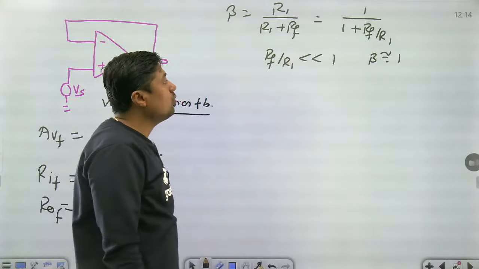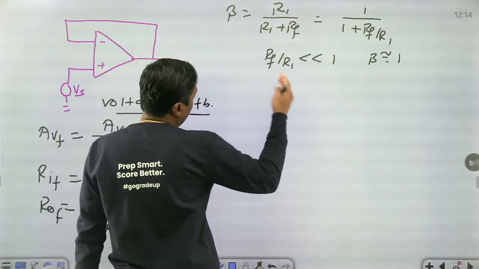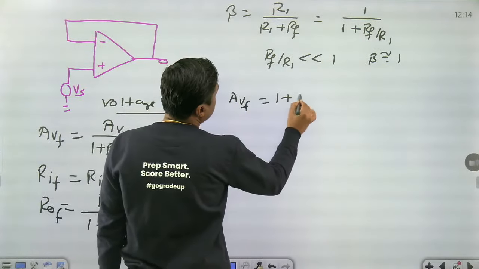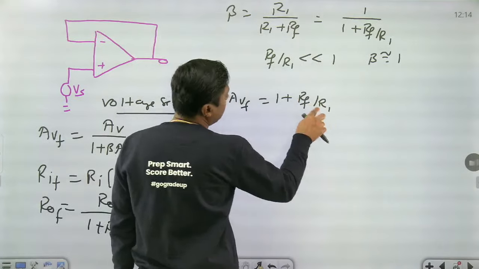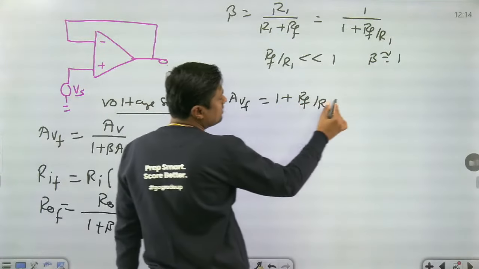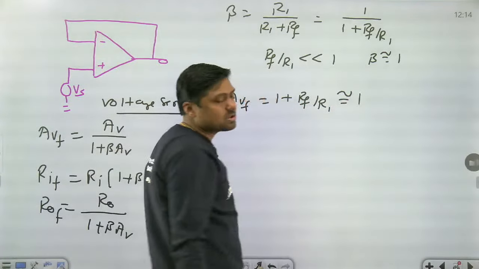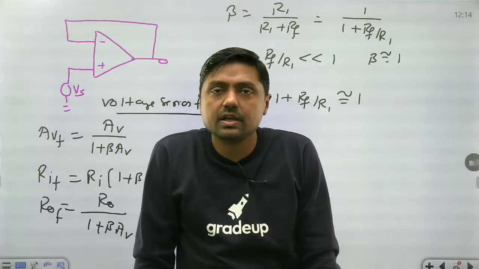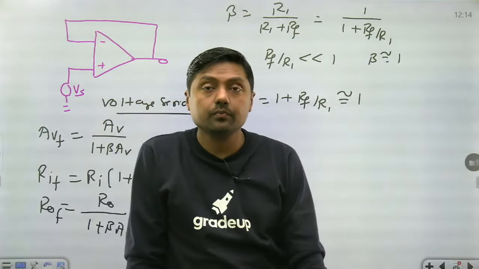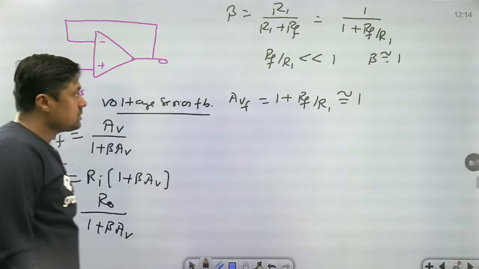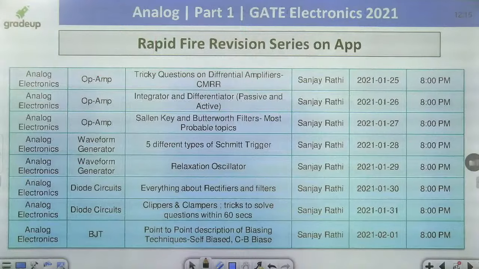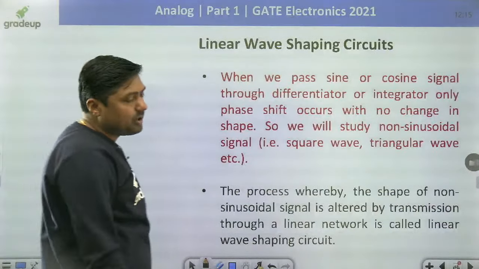Beta is nearly equal to 1, and always AVF is 1 plus RF by R1. This RF by R1 is negligible as compared to 1, and that's why gain is nearly equal to 1. That is the concept. Okay, Kirti, right answer. Beta is exactly 1. Right? Then this is the formula. Always remember this formula. What are the applications of that?